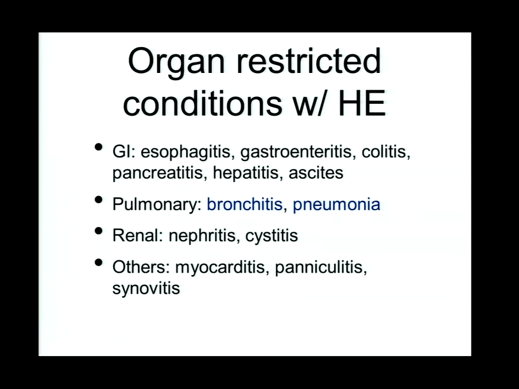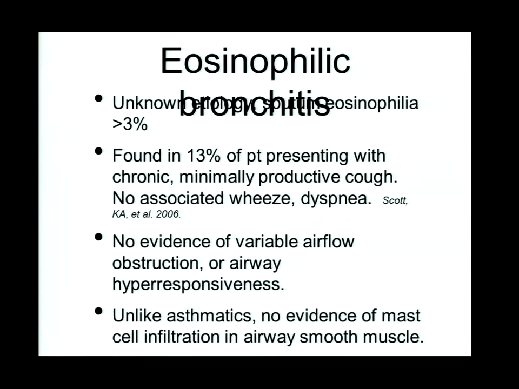I just want to quickly go over two: eosinophilic bronchitis and pneumonia. I do apologize for this, but eosinophilic bronchitis has unknown etiology, and eosinophilia is seen in greater than 3%. And this is an interesting diagnosis because it's found in 13% of patients who present with chronic cough without any evidence of variable airway obstruction or hyperresponsiveness.